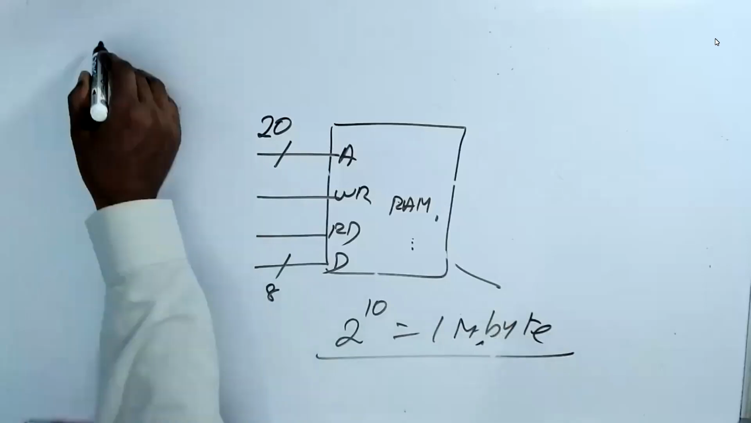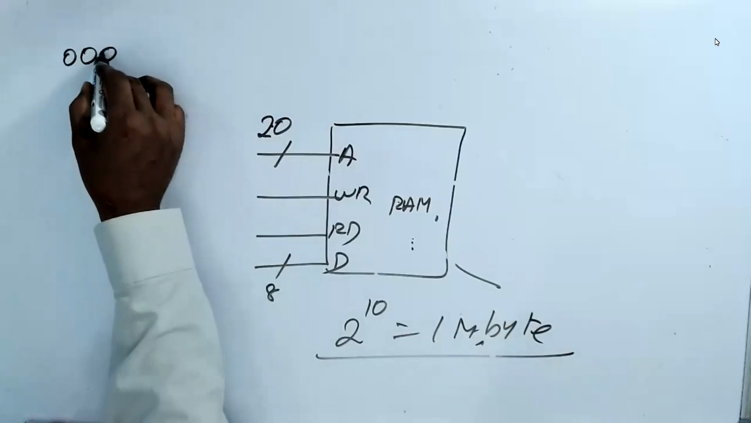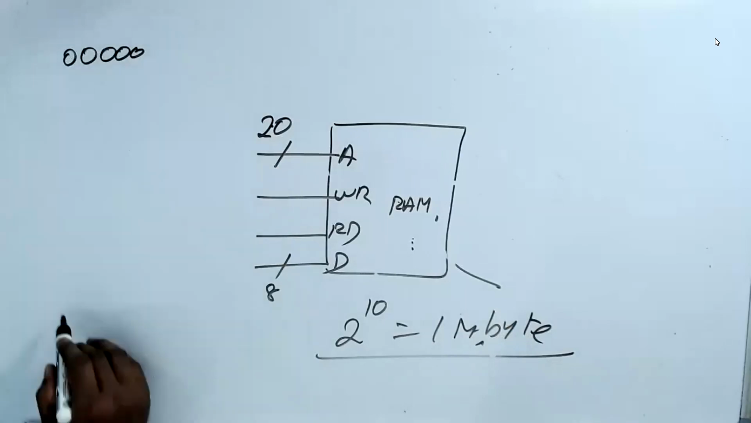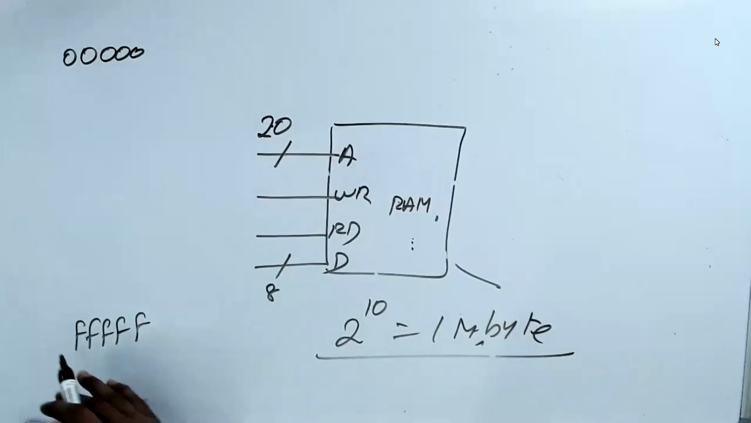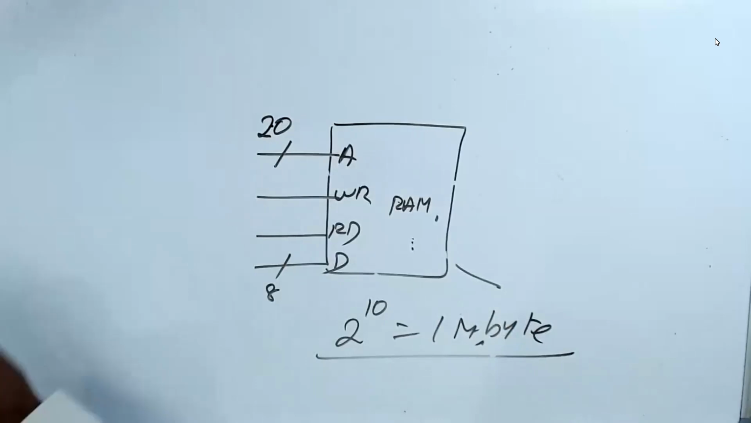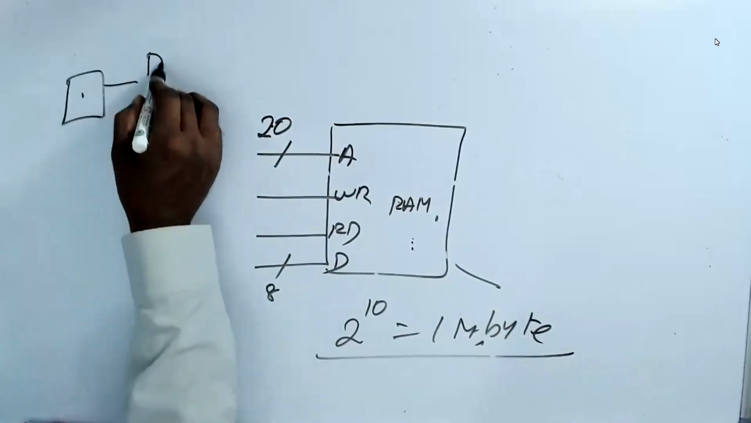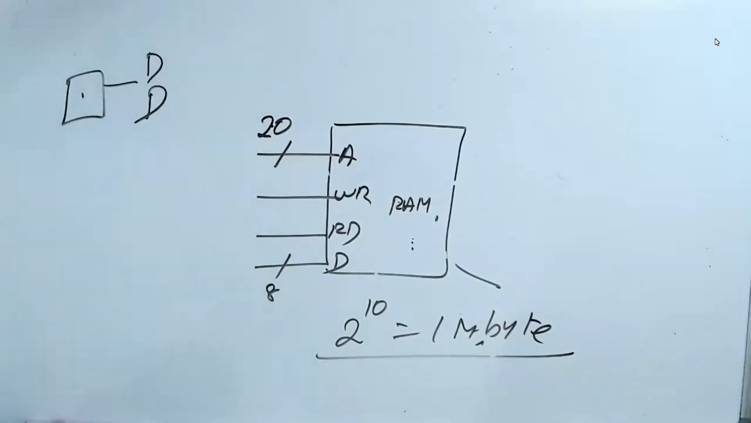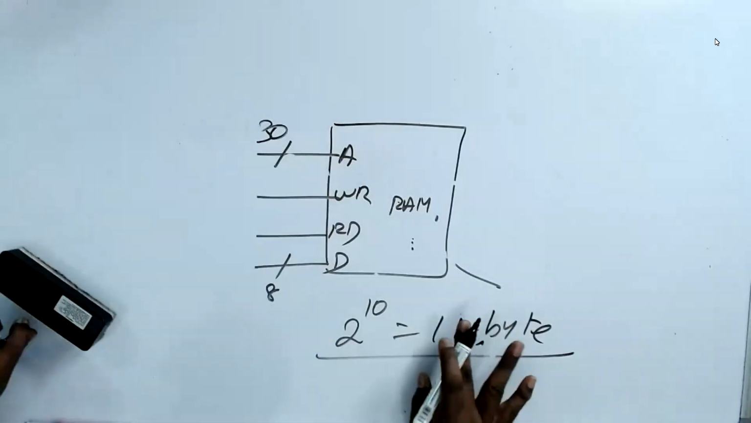I have 20 address lines, meaning addresses from 00000 up to FFFFF. Okay, 1 million. That means I have 1 million bytes and 1 million combinational logics. And for each logic, there are 2 gates, so 2 million AND gates. Think of it. If you put 30, 1 gigabyte.